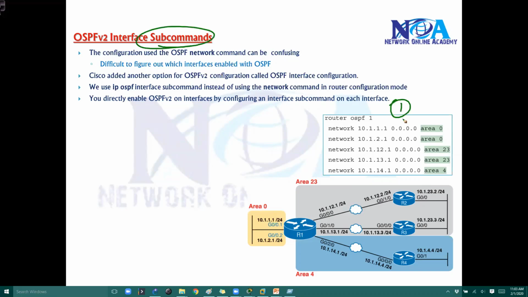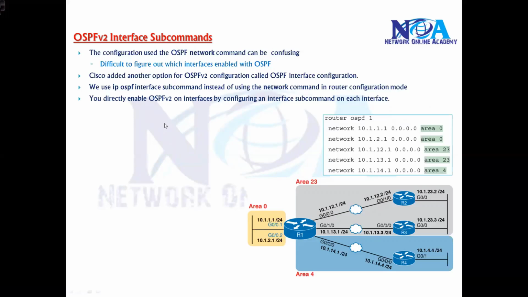One option is you can still use this method. It's still valid, still correct. But I can go with another way where I can simply use an interface-specific subcommand, something like ip ospf 1 area, in the interface mode instead of using the network commands. So we have an alternate way to advertise OSPF without using the network commands. So how to do that? We can directly go and enable OSPF on the interfaces.